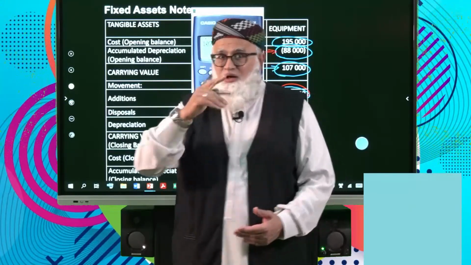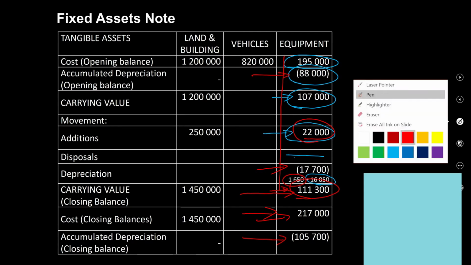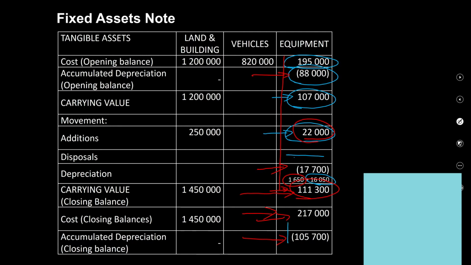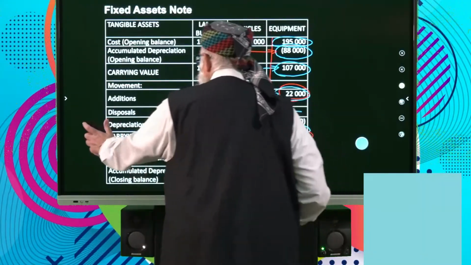What did we do? Watch this here. You worked from the top to get to the 111,300, and you worked with this year as well to get your 111,300. So therefore, you can see that this is how we go about doing the equipment. Right. We move on now to the next one.